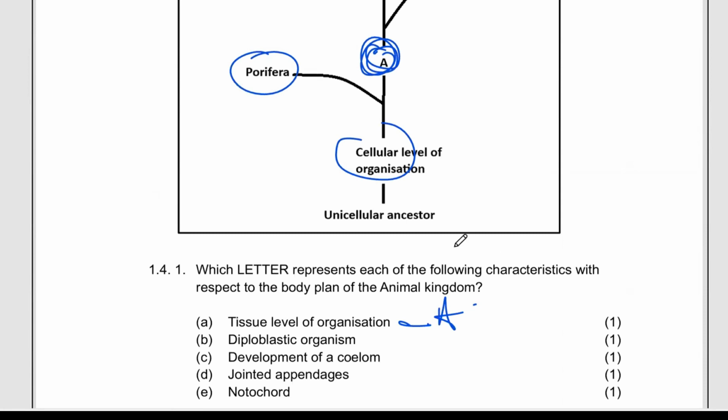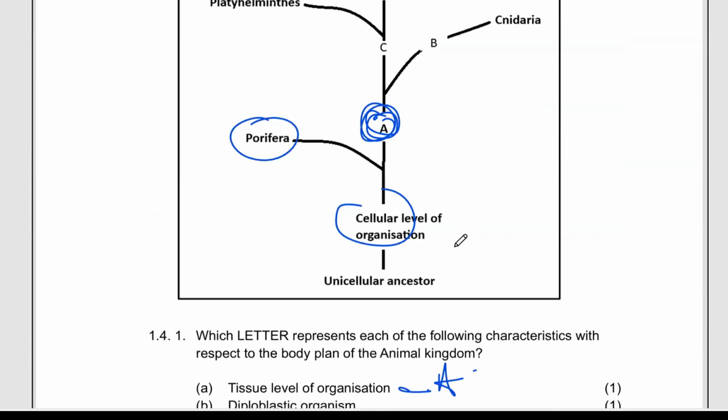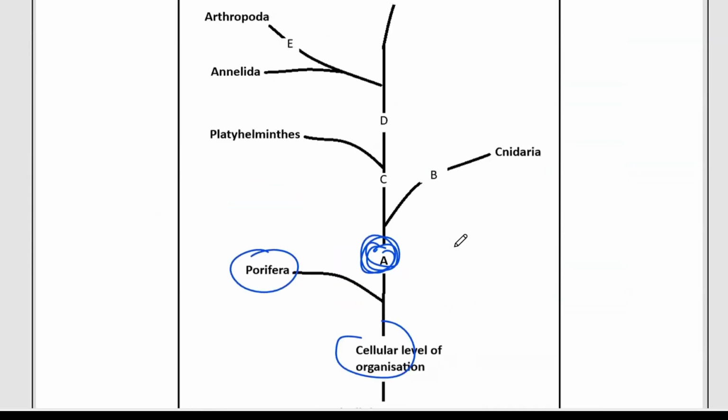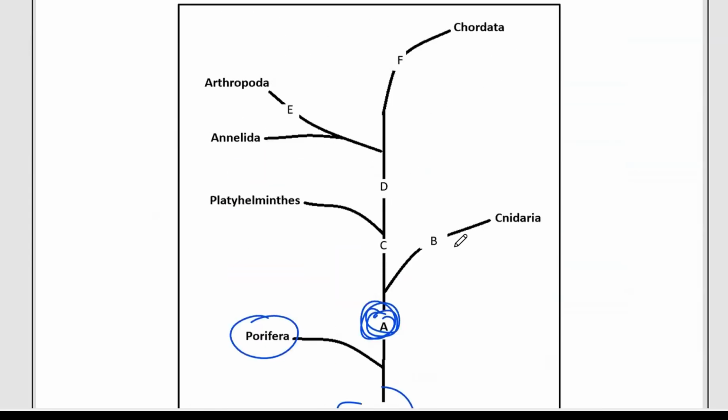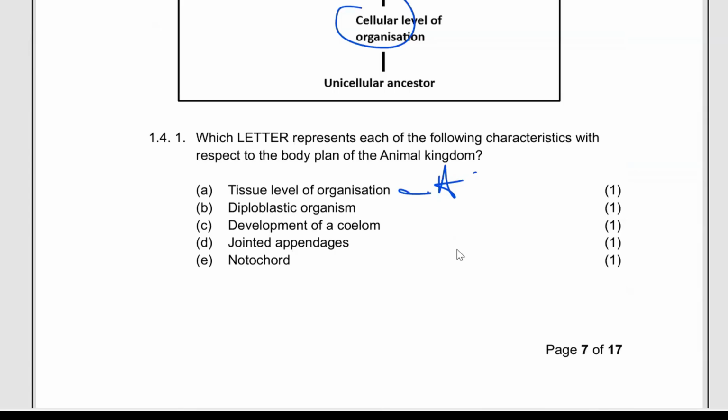Diploblastic organisms. These Cnidarians are diploblastic animals, organisms. So the answer is B. So here I'm going to say it's B. A goes with A, B goes with B.